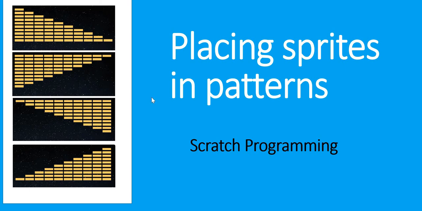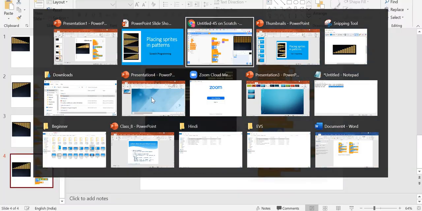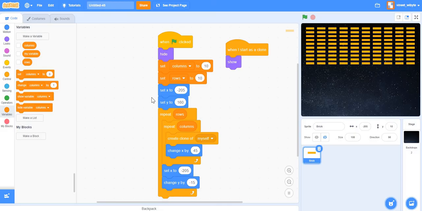Now, for this purpose, we will start with a code that we have done previously, and I've done a video on this as well, where we learned how we use two repeated loops to place sprites in a grid, right? So what do we have in this code? Let's look at it carefully.